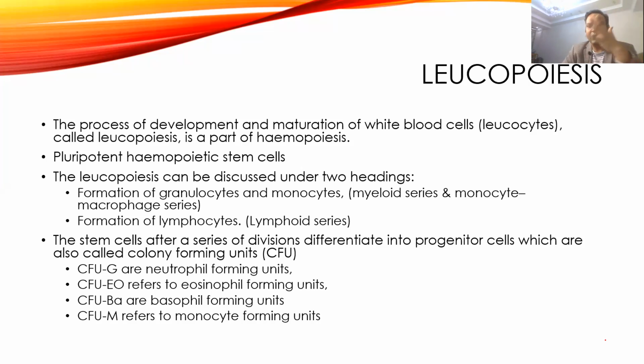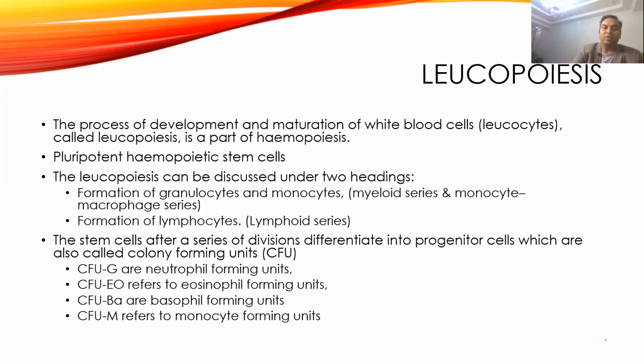So for this progenitor cell to differentiate into different types of cells, there are chemicals which stimulate the differentiation of the pluripotent cell into the particular type of cells. And those chemicals are called colony forming units.